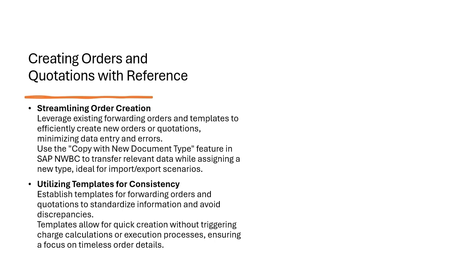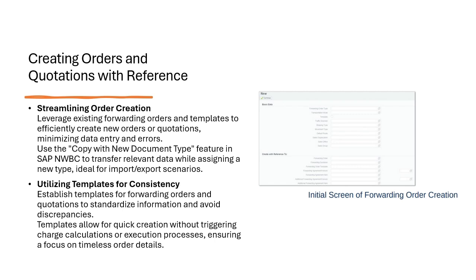By using reference, businesses can quickly adapt to customer requests, ensuring transportation planning and execution are a seamless flow and error free. And this is the initial screen used for creating forwarding orders. It includes fields for customer data, routing details, and transportation modes. Users can also select templates or provide previous orders as reference to expedite the order creation process. This design helps users efficiently manage the forwarding order workflow.